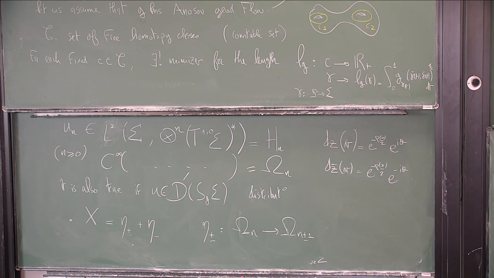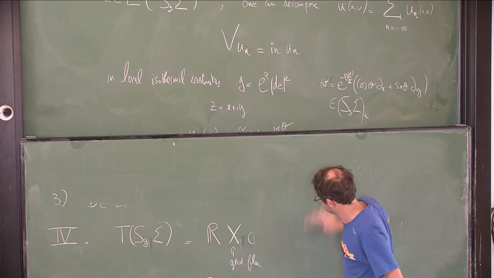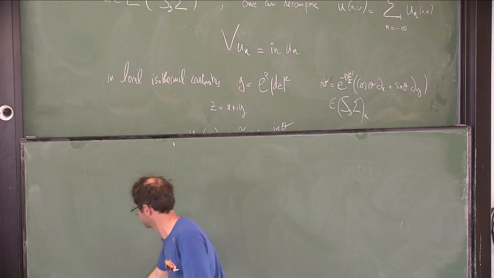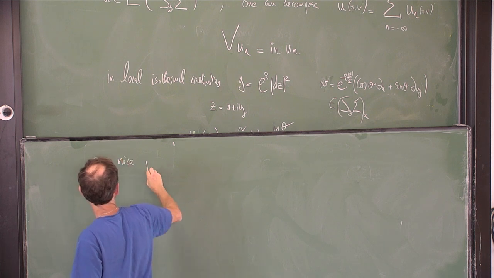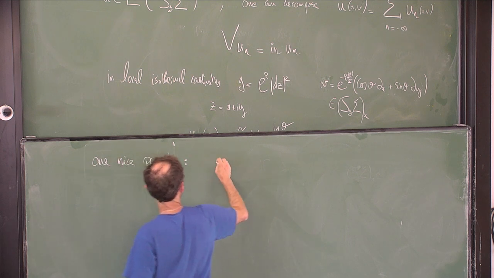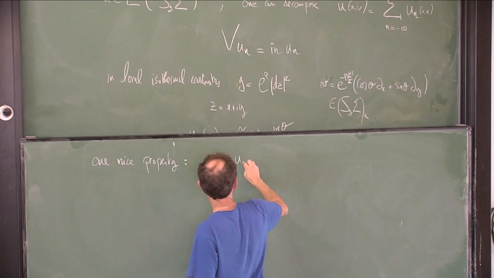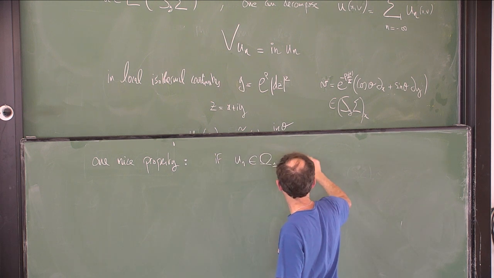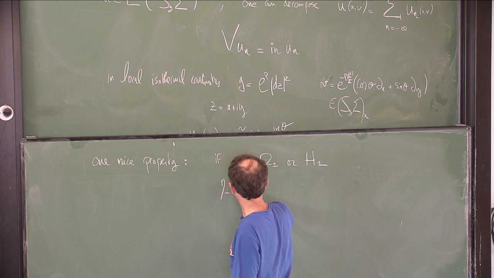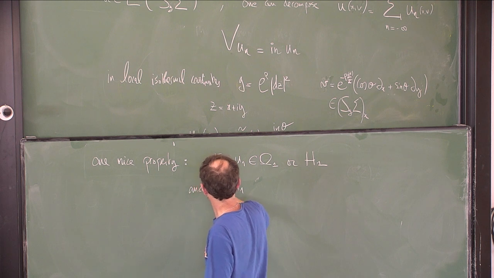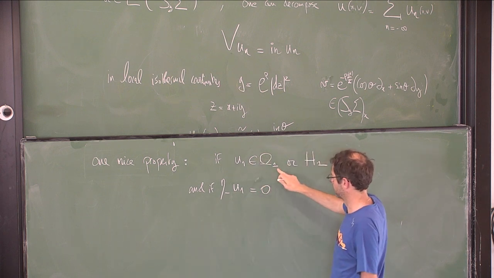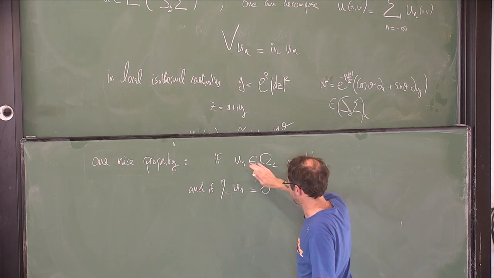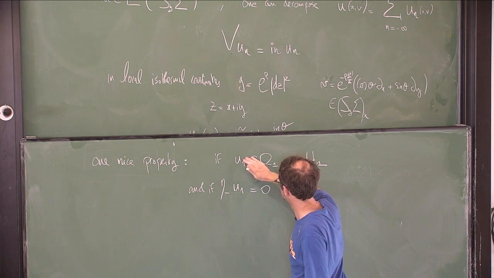So let me write this. And this is where the complex structure appears. So now, one nice property that I will use is that if u1 belongs to, let's say, omega 1, or even H1, and if eta minus of u1 is 0, and I could do the same with u0 and omega 0, and in general I can put an n here.